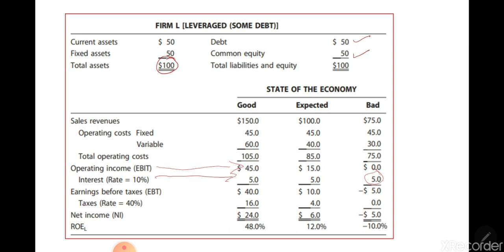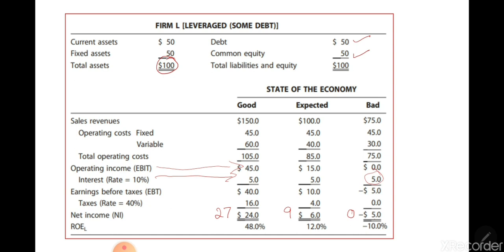Due to this, your earning before tax is 40, 10 and negative 5 in the third scenario. Your net income is 24, 6 and negative 5. Now, if you just compare the net income, the net income before was 27. Now it is 24. The net income before was 9. Now it is 6. And the net income before was 0. Now it is actually negative 5. So if you just compare the net income, you will think that leverage is a very bad thing and you should never take on loan.